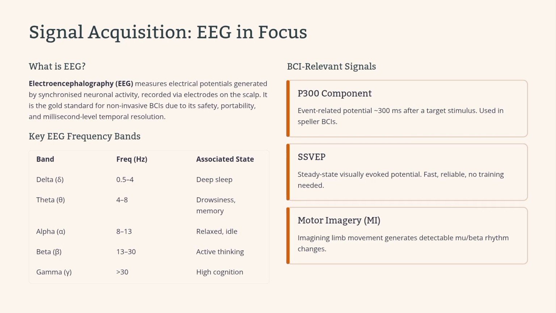Now, brain signals are divided into different frequency bands. For example, delta is seen in deep sleep, whereas alpha in a relaxed state and beta in active thinking, and gamma in high cognition, and theta during drowsiness. In BCI, we mainly use specific signals like P300, SSVEP, and motor imagery. These signals help us understand what the user is thinking and convert it into actions. So, EEG plays a key role in connecting the brain and an external device.